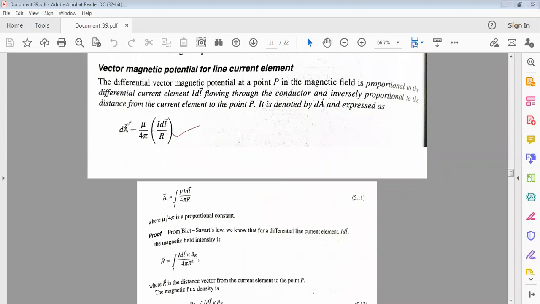So integrate on both sides, we get dA, and the integration and differential cancel. A equal to mu by 4 pi, which is the constant, right?